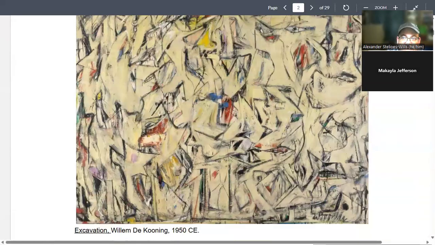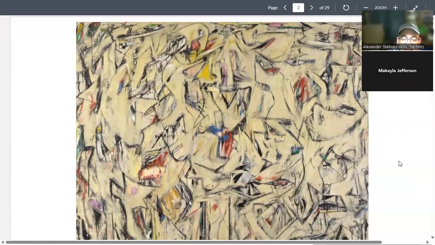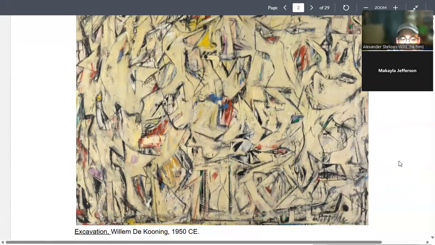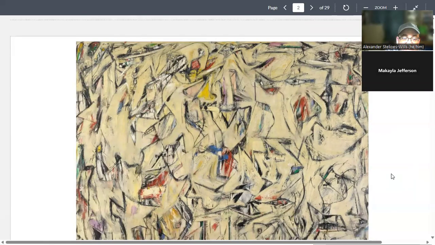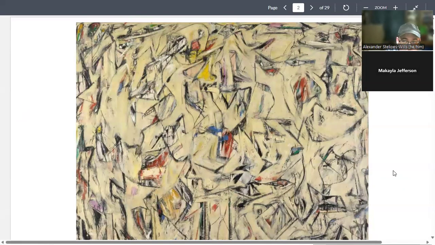Okay, so starting with Excavation, right? The basics we know already. We know the title, we know the name of the artist, we know the dates. We can definitely earn that extra point right off the bat because it's a painting. It is an oil painting. And we could earn an extra credit point by the fact that we also know that it's an example of abstract expressionism. It's an early piece of abstract expressionism and early-ish in de Kooning's body of work.